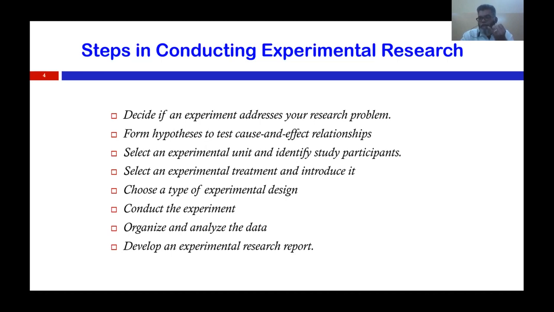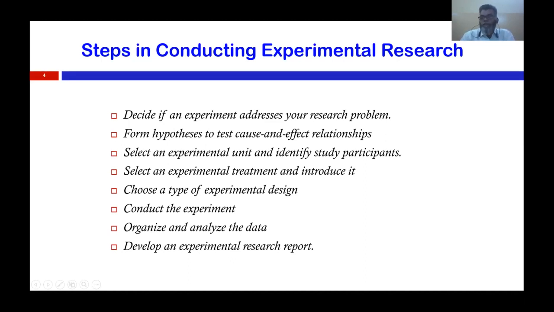Am I correct? If you are mentioning the dean or head of the department, they also may not be able to give proper information. Who can give proper information? The faculty members and the students who are involved in the classroom. So when we are selecting the participants, the participants should be suitable with respect to the given survey, with respect to the given experiment, from whom we can get the most appropriate information. And then select an experimental treatment and introduce it.